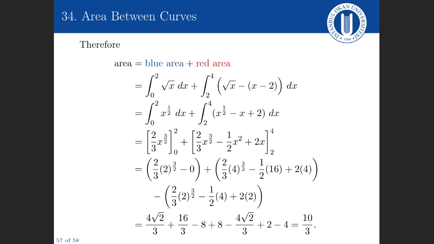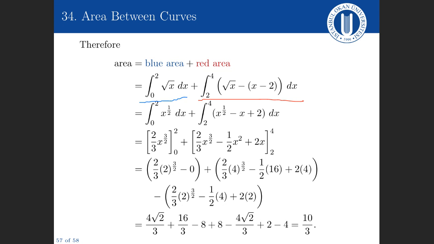Now we can calculate this area. We have the blue area plus the red area. For the blue area, you can see from the picture, this is just the integral from 0 to 2 of the square root of x. For the red area, now we know we're integrating between 2 and 4.